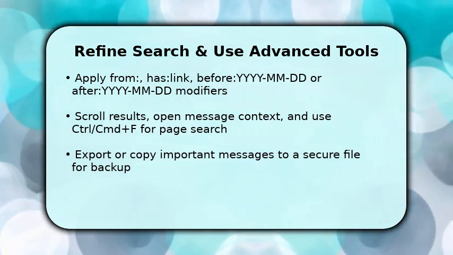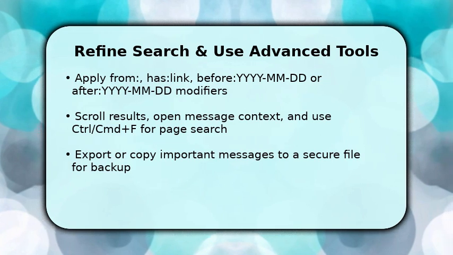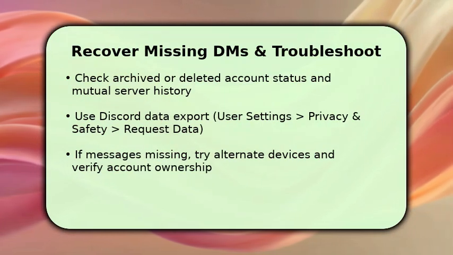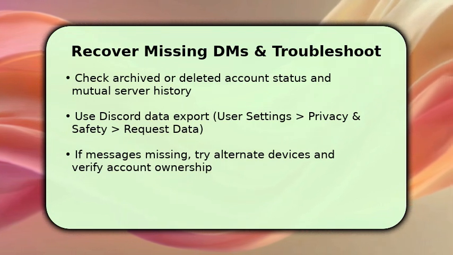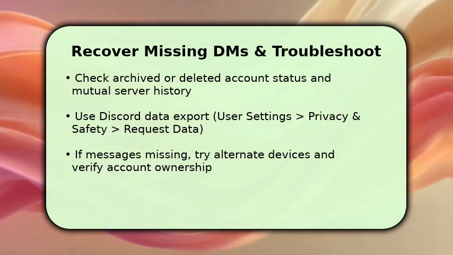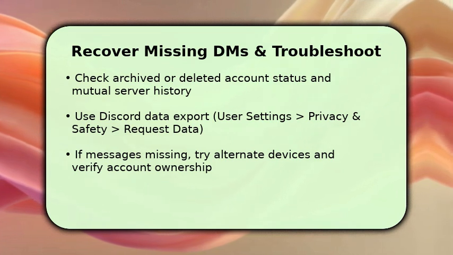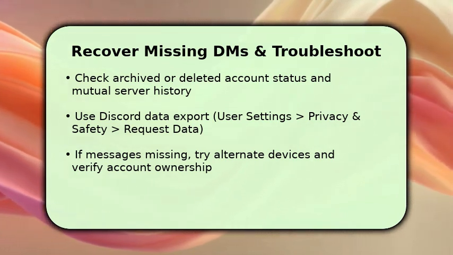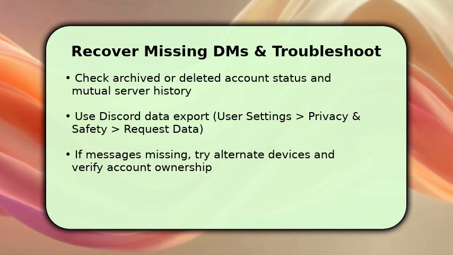If you can't find older messages, confirm the other account still exists and wasn't deleted or blocked. Deleted accounts remove DM visibility. Request your Discord data export from Settings, Privacy and Safety to get a server and message log. This can take days, so be patient.